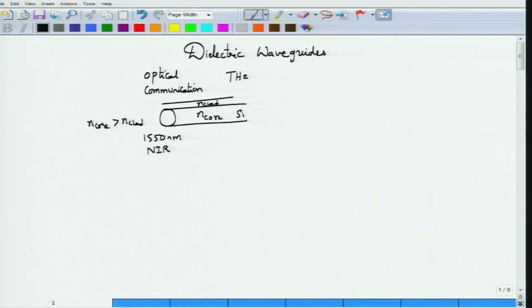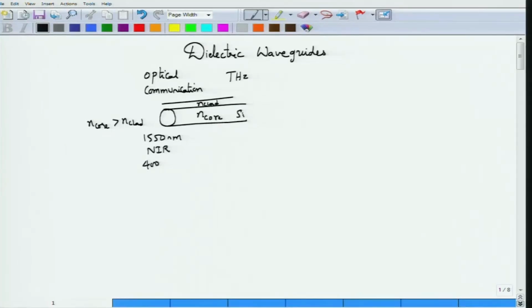There are of course fibers which can also carry electromagnetic energy in the form of light at visible wavelengths, that is, around 400 to 800 nanometers. Although these fibers are quite important, studying them requires us to go beyond the Cartesian coordinate system, because the symmetry of the fiber clearly indicates that one has to use a cylindrical coordinate system, something we are not prepared to do in this course. So we are not going to discuss optical fibers, although they are the most popular dielectric waveguides.